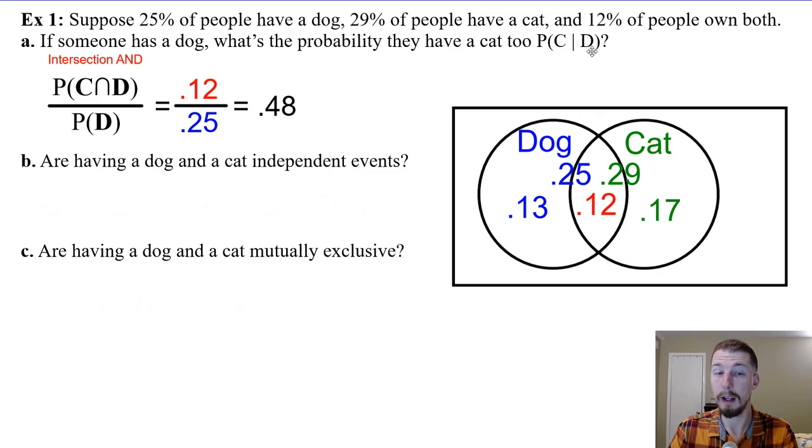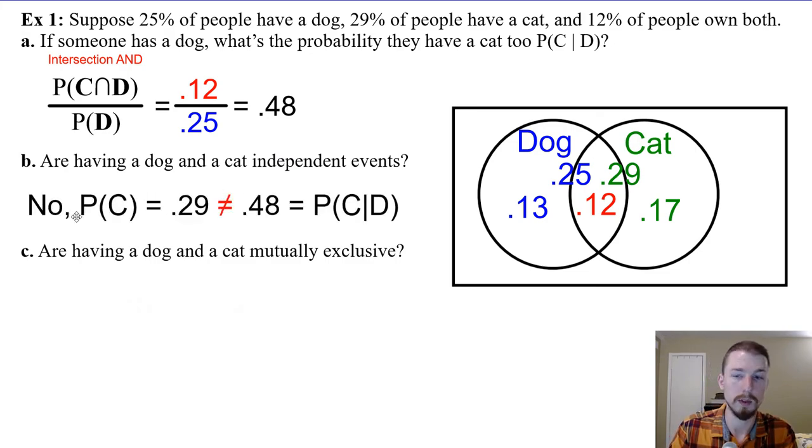So are those independent? Well, I already have a conditional probability of cat given dog. I need to compare that to the overall marginal probability of having a cat, which was 29%. Is 29% the same as 48%? No, it's about 2/3 of that. So your likelihood of having a cat if you own a dog actually goes up from 29% for the general population to 48% for those who have dogs. So they're not independent, because the overall probability of having a cat, 29%, is not equal to 48%, the probability of having a cat given that you had a dog.